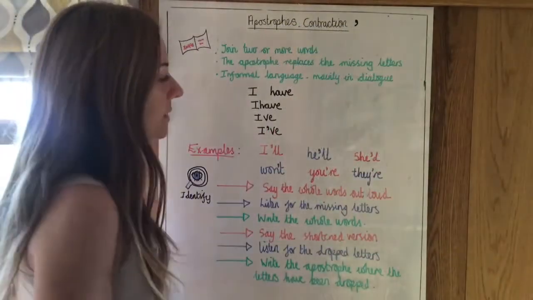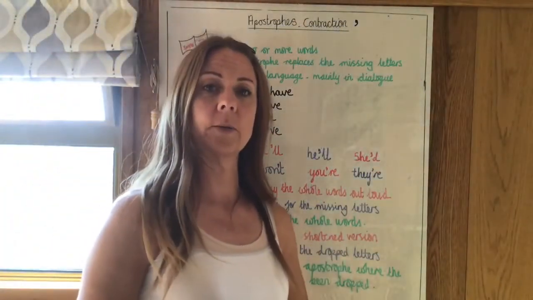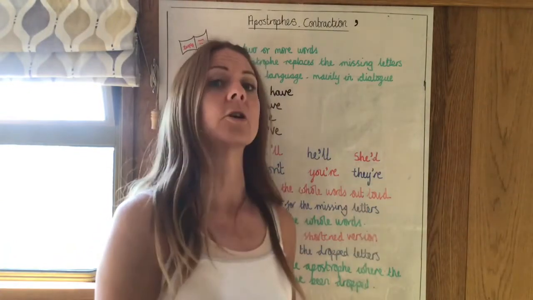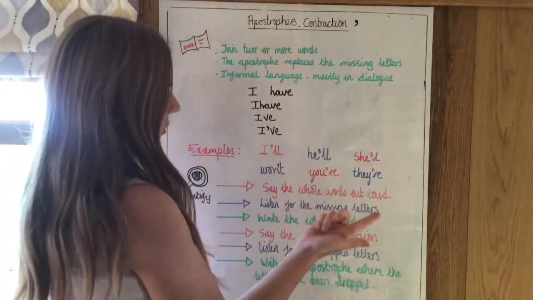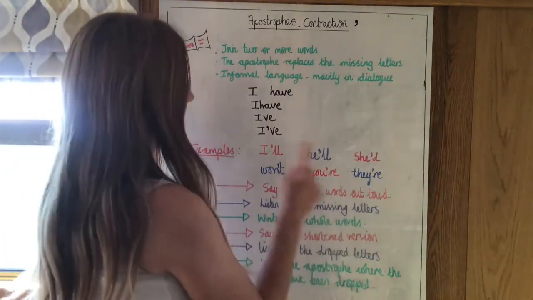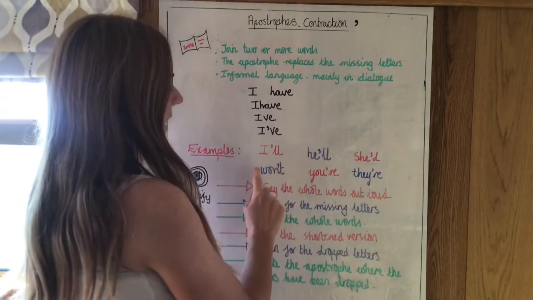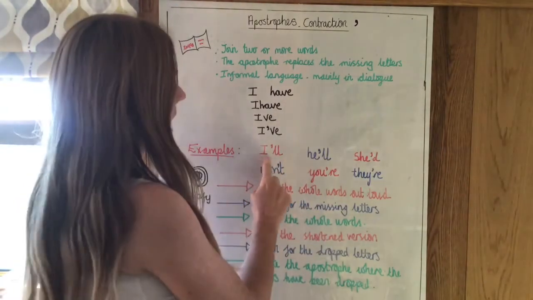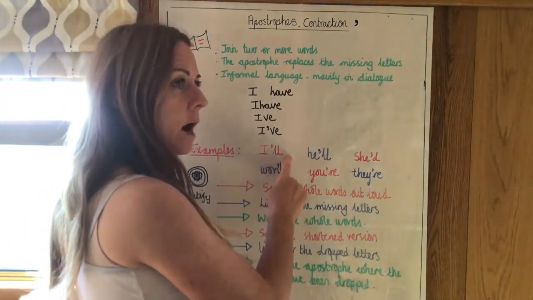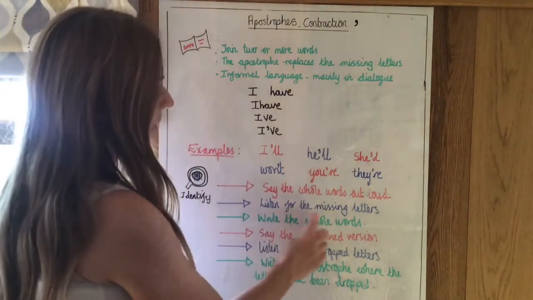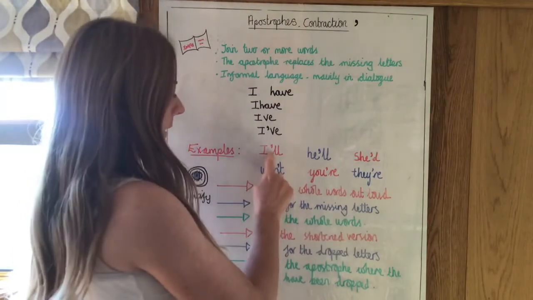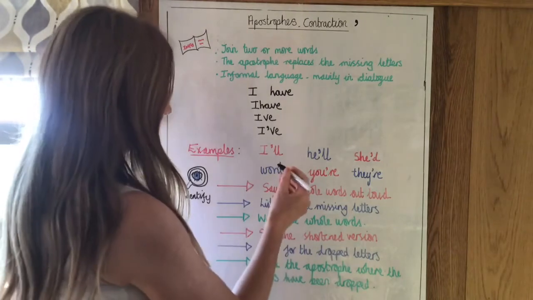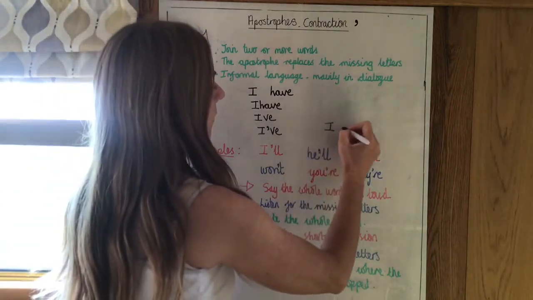So there are two different things you might be required to do when looking at apostrophes. You might be asked to find out what the words were before they were contracted. If you do, you say the contraction out loud, I'll, then say it as if it was two words, I will. Listen for the missing letters, see here they're missing, and then write the whole words. So I'll, you would write as I will.